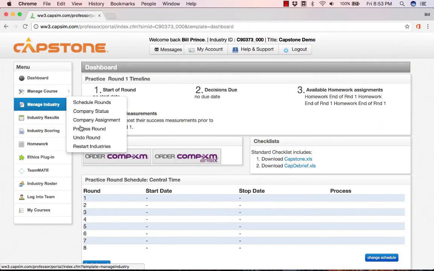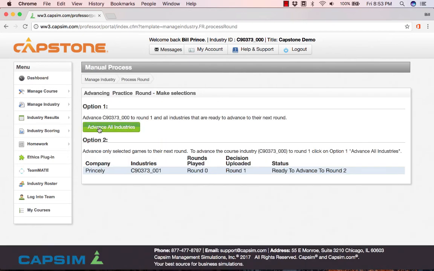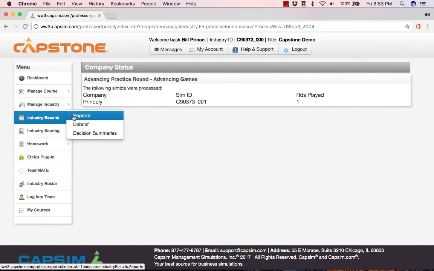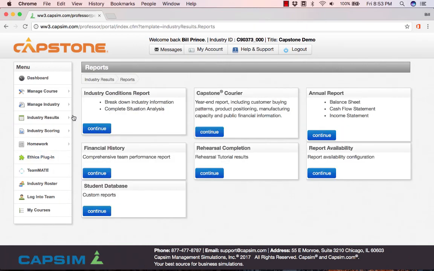Okay. And I'm going to process the round. This is what I do for you. If the round comes in late, I have to manually process it. Otherwise, it processes automatically. So advance my industries. There we go. And then I should be able to go to my reports. And I'm going to go to the Capstone Courier.